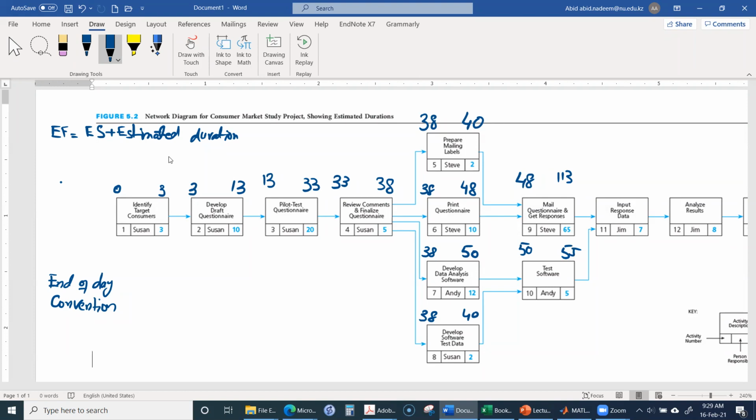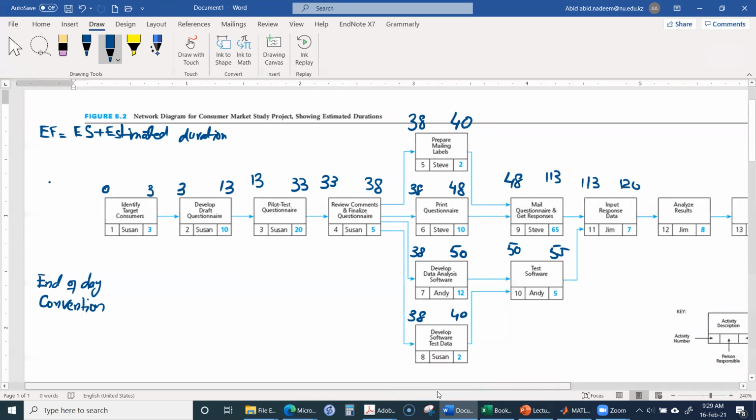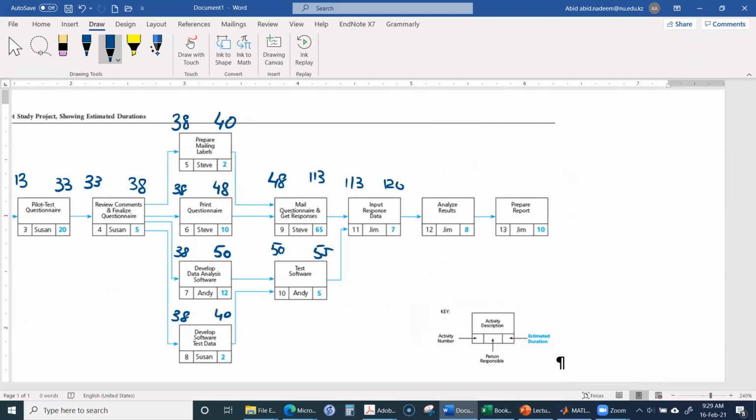Now for this, it will be 113 again, and 113 plus 7 is 120. Here it will be 120 again, and then 128, and 128 plus 10 will be 138.